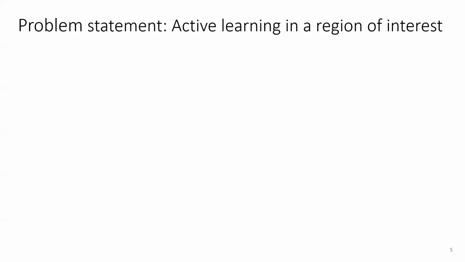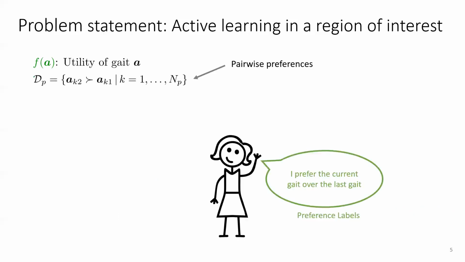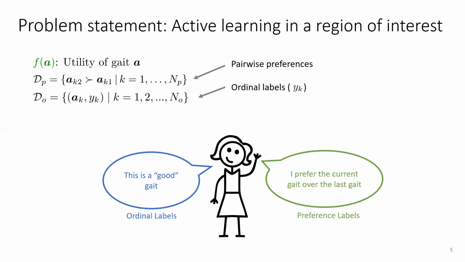We frame this problem as active learning within a region of interest. We assume that for each gait a, there is a utility f(a) associated with it. During the experiment, we collect subjective feedback from users because usually it's more reliable than a numerical score. The feedback we collect includes pairwise preferences, which is essentially feedback in the form of "I prefer the current gait over the last gait," and ordinal feedback, which are ordered labels such as good or neutral that users could give for the gaits they experience.